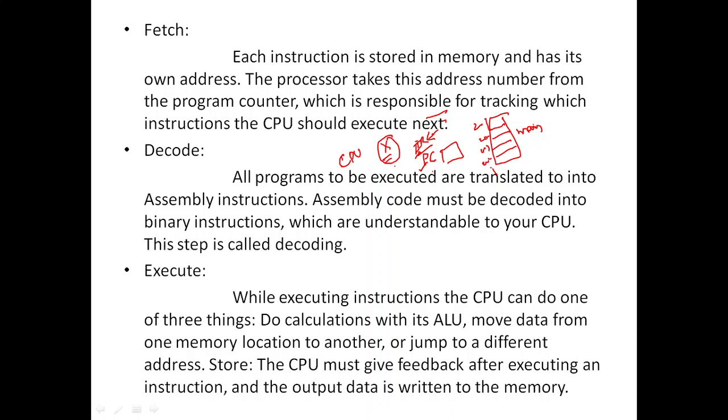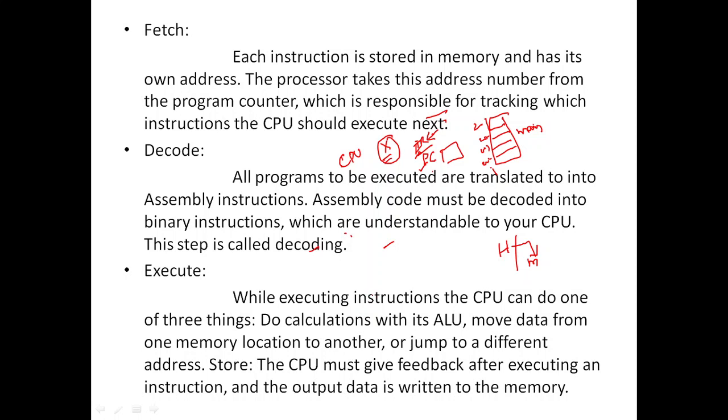So that is how fetching of instruction is done. After fetching, what we have to do is decode that particular instruction. Decoding, in the sense, is that we write in the high level language, but the computer will understand only machine level language. So converting that high level language to machine level language, we call it decoding. Next is executing. After decoding, we have to do executing.